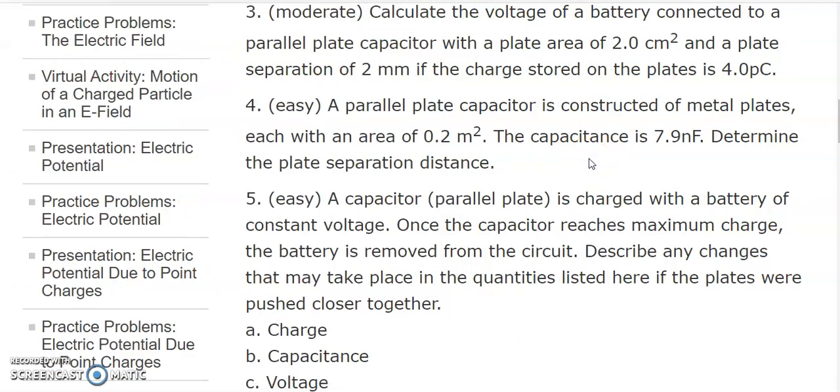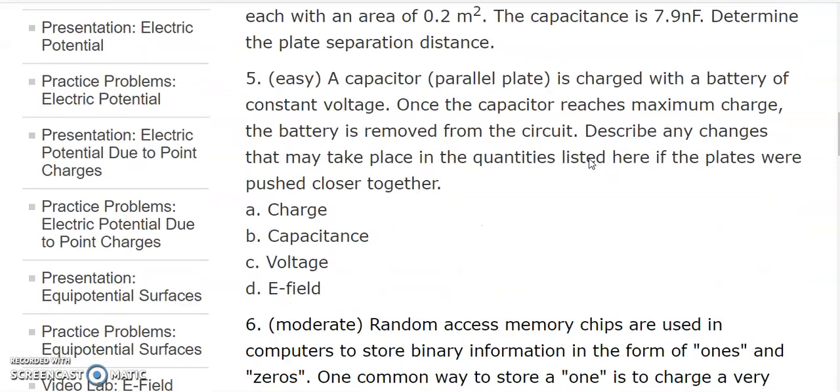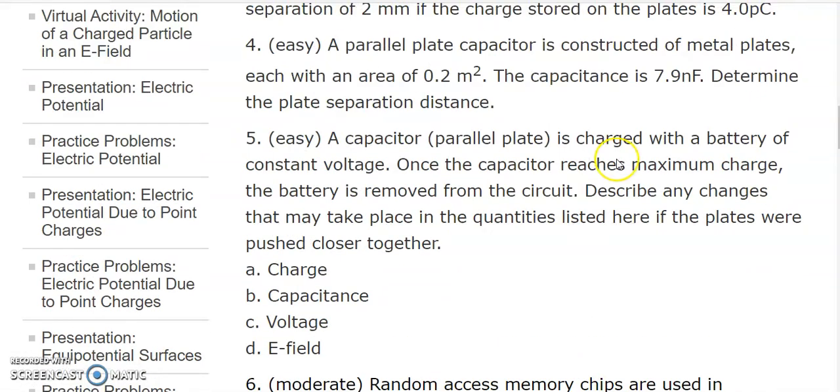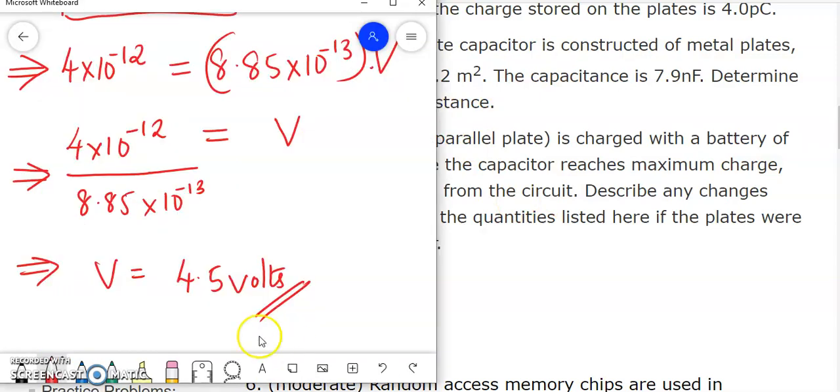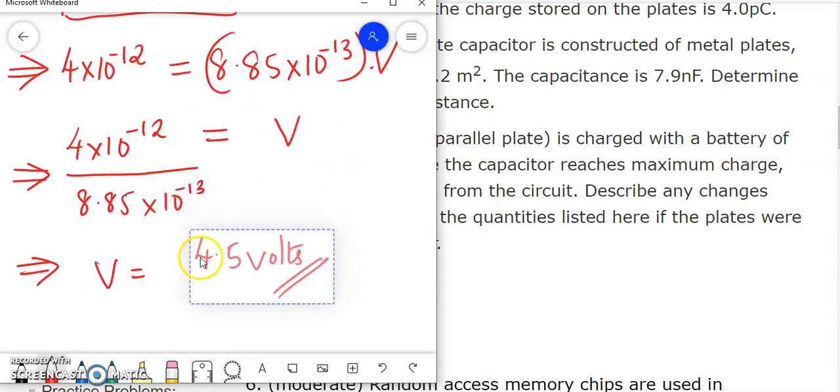Now let's look into the fourth question. So this is also an easy question. So here you're given a parallel plate capacitor with an area of 0.2 meter square and capacitance is 7.9 nanofarads, and then it's asking you to find the plate separation distance. So automatically you understand that you need to find distance between the two plates.